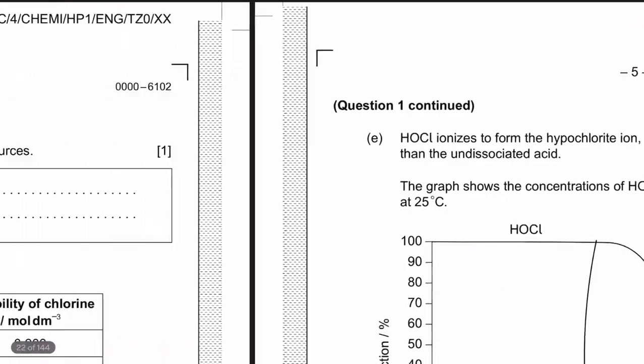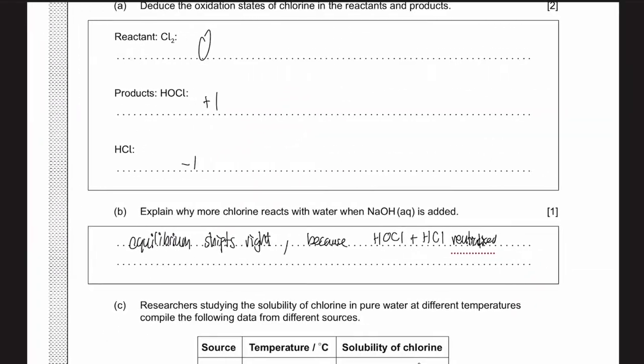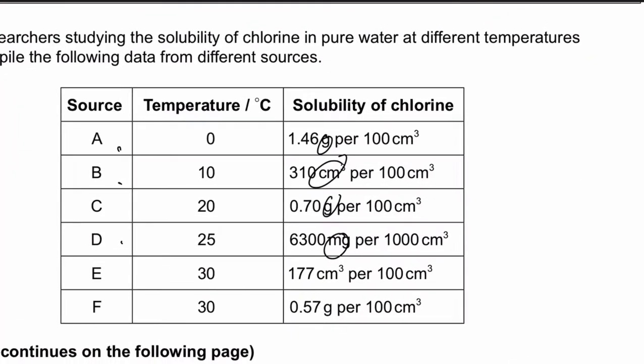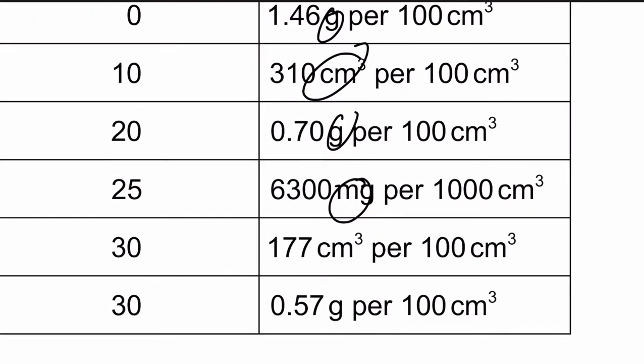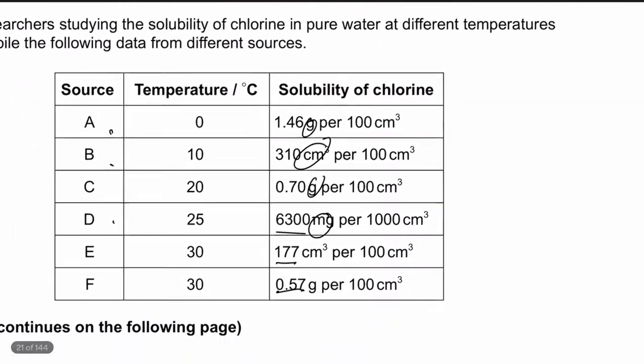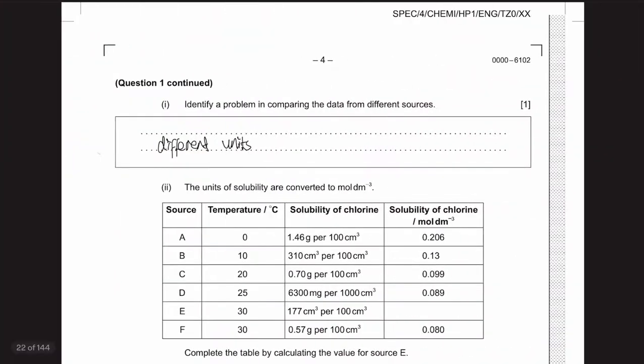It's a 1 marker, right? Yeah. So, I mean, there's probably other things you can say. I'll try and find at least one other one. Yeah, so another issue here, you can see this is 6,300 milligrams, and then here we have 0.57, 177, different degrees of accuracy. They're not to the same significant figures, which is another issue.